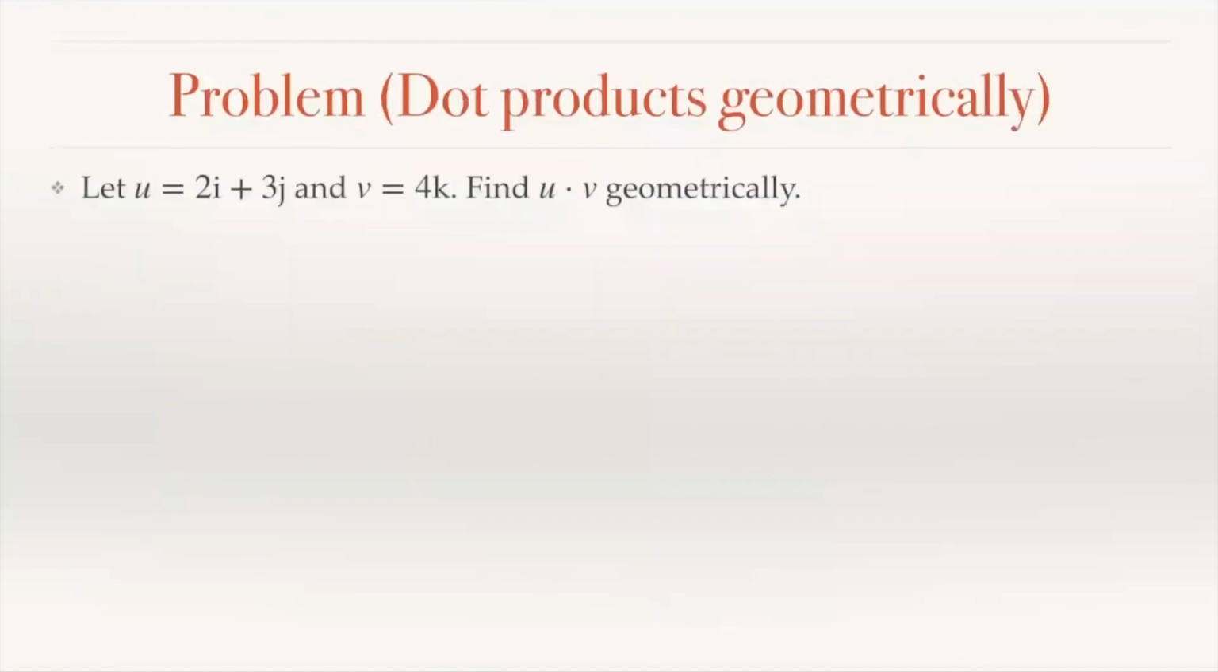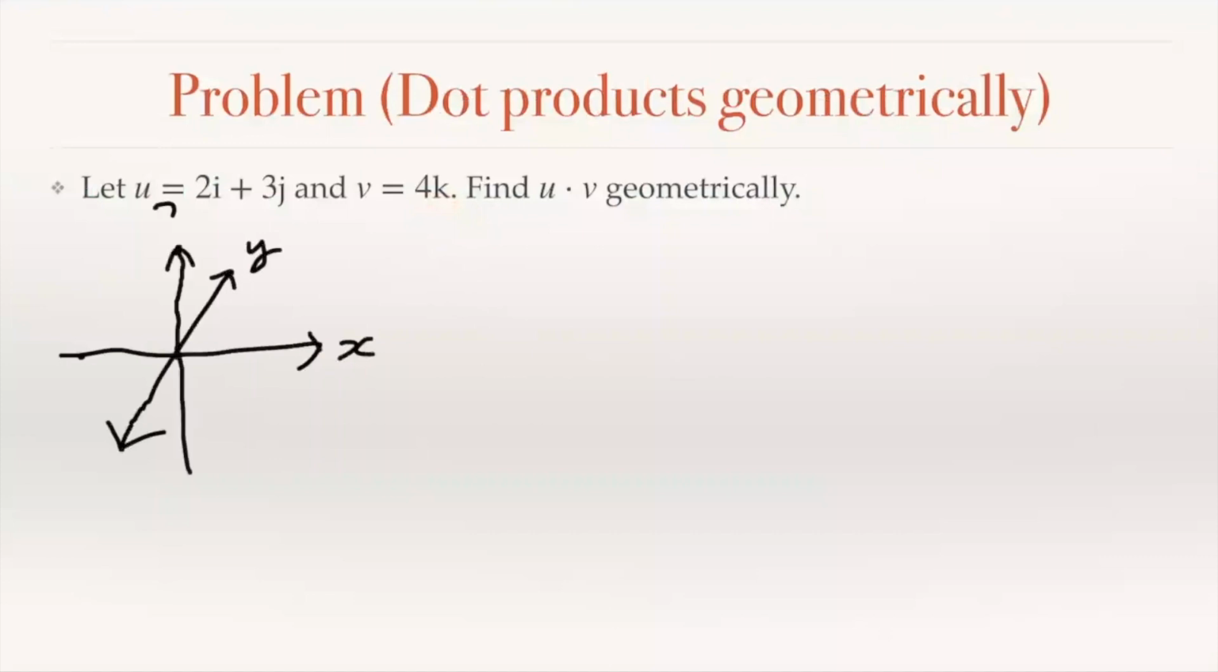Okay, and our last geometric example. Let u be 2i plus 3j and v be 4k. And remember that k means the coordinate in the z direction. So what does this look like? There's our x-axis, that's our y-axis, and perpendicular to both is our z-axis. So u is 2i plus 3j, so u looks like that. And v is 4k, so v looks like that.